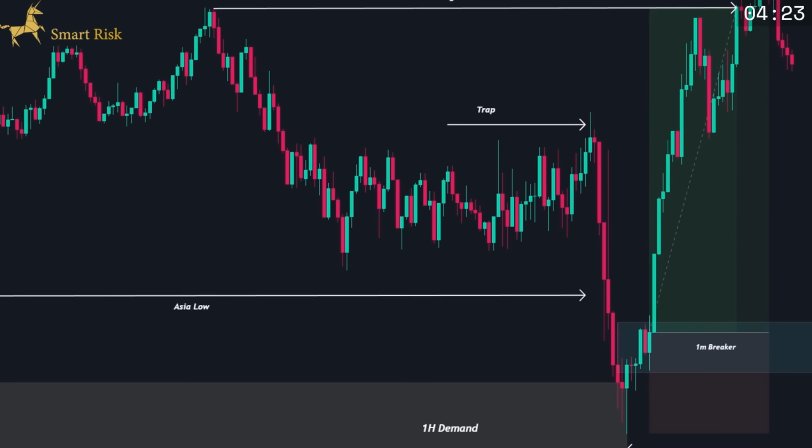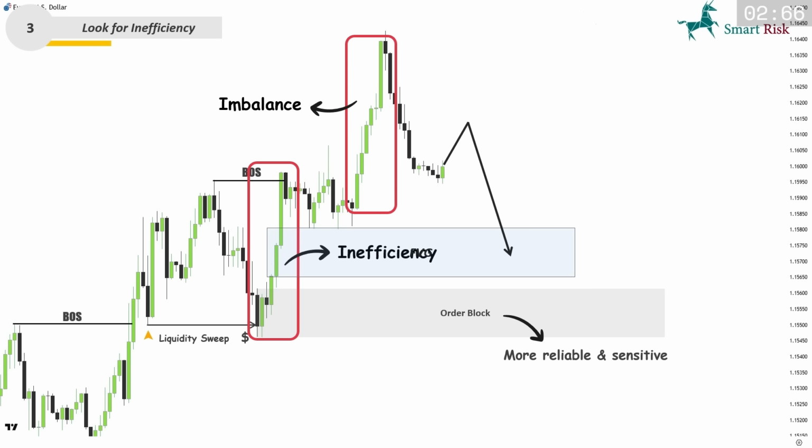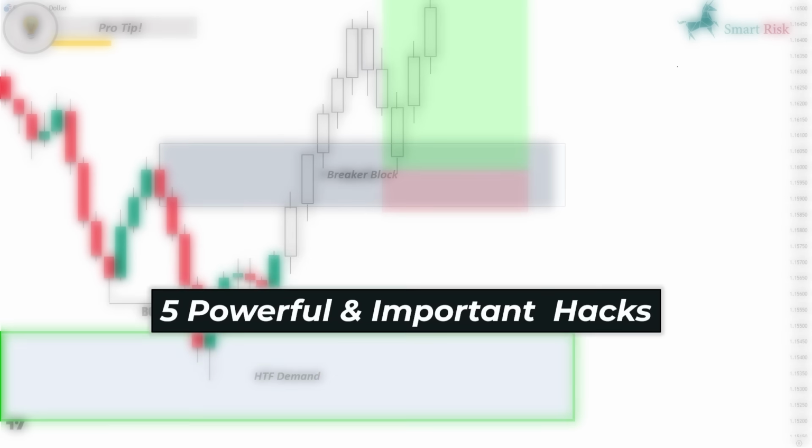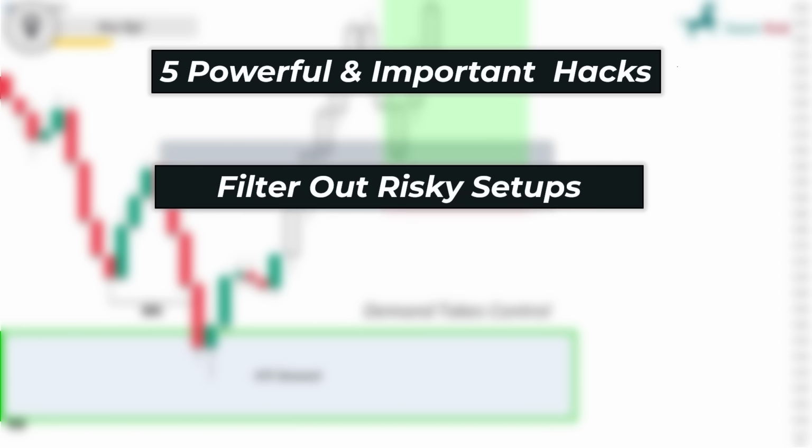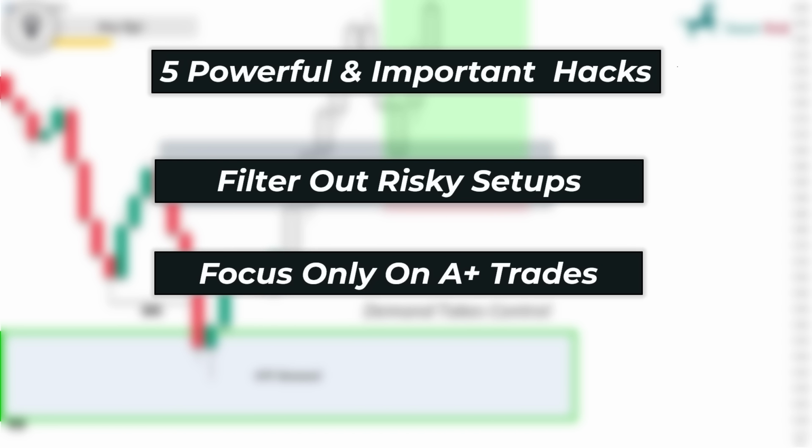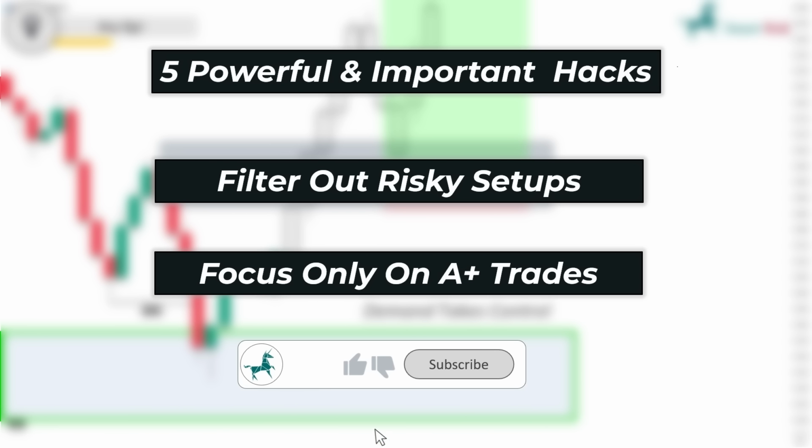It rewards better filters. That's exactly why in today's video, I'm going to show you 5 powerful hacks that I personally use to filter out risky setups and focus only on A-plus trades. By the end of this video, you'll stop chasing every setup and start trading only the ones that actually matter. Let's get into it.